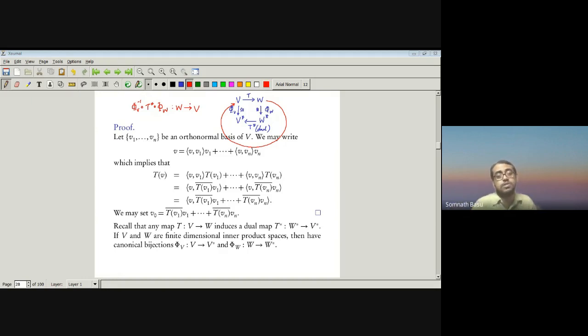This, of course, will not be the inverse of T because T might not even be invertible to begin with. This is just a map, which is the wrong way map, so to speak. You can get by using these identifications, the vertical identification.